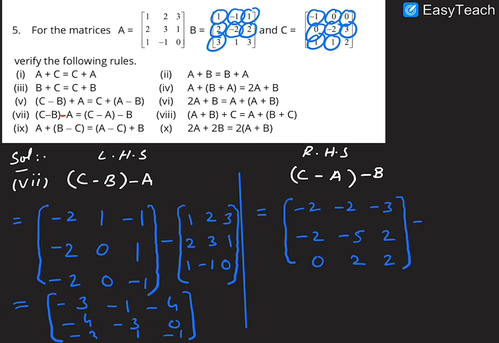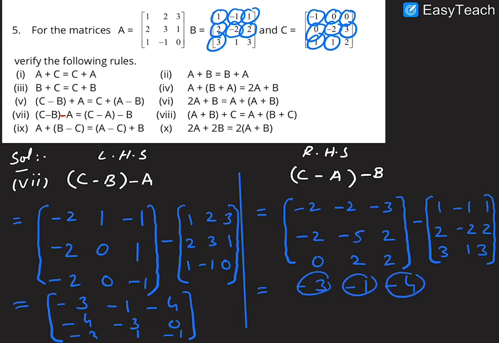You can check minus B. What is B here? 1, minus 1, and 1; 2, minus 2, 2; 3, 1, 3. This is equal to minus 2 and minus 1 will be minus 3. Minus 2 plus minus 1, minus 3 and minus 1, negative 4. Match your answers: minus 1, minus 3, minus 1 and minus 4.